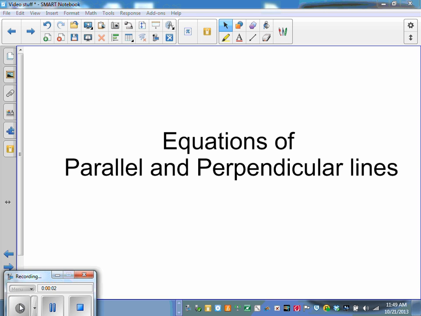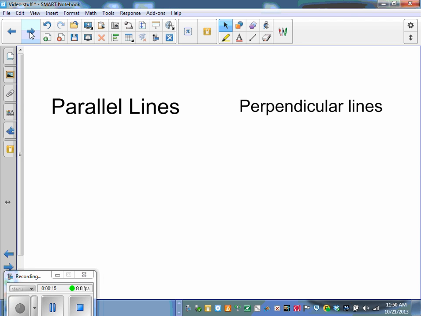All right, today we're going to learn about equations of parallel and perpendicular lines. You should have watched the video earlier on how to actually write an equation in slope-intercept form because we're going to use that knowledge today. All right, so let's talk about parallel and perpendicular lines.